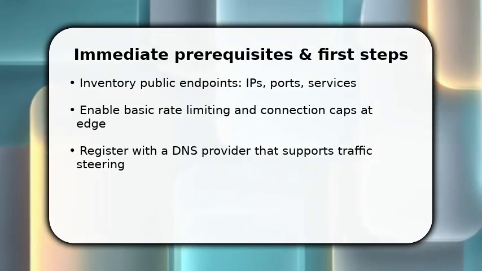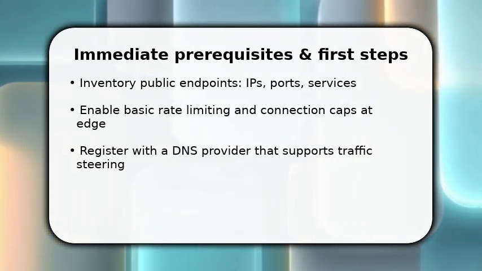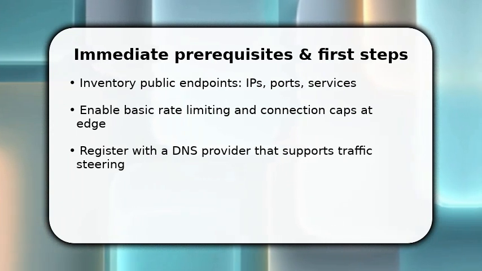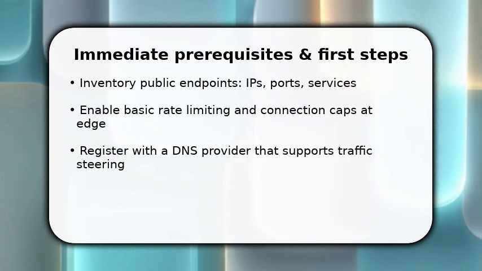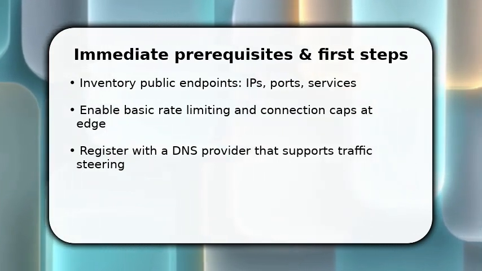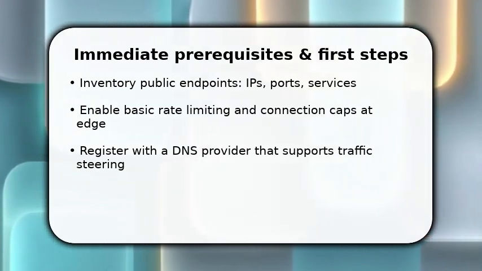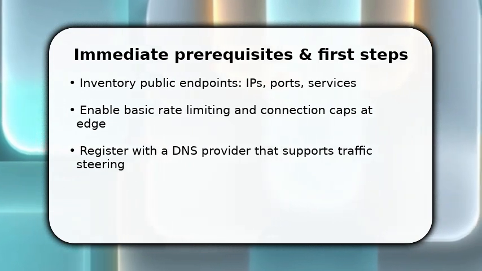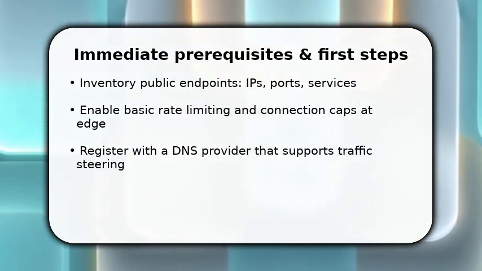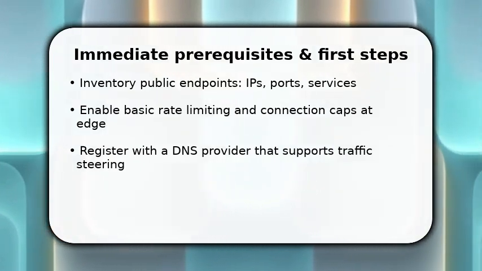You need an up-to-date inventory of public endpoints and a quick mitigation path. Gather IPs, ports, and exposed services now. Once done, enable basic rate limiting and connection caps at your edge router or CDN to stop simple floods. Make sure to register with a DNS provider that supports traffic steering and failover so you can reroute traffic under load. These steps give immediate protection while you prepare stronger, longer-term defenses and alerting.